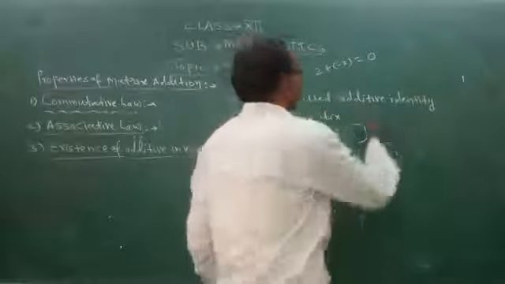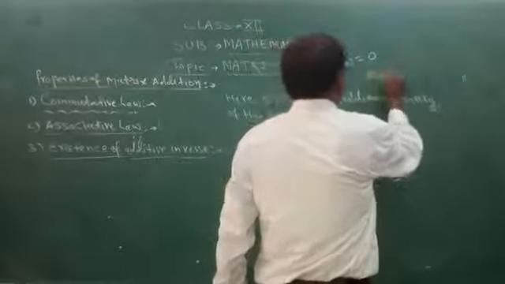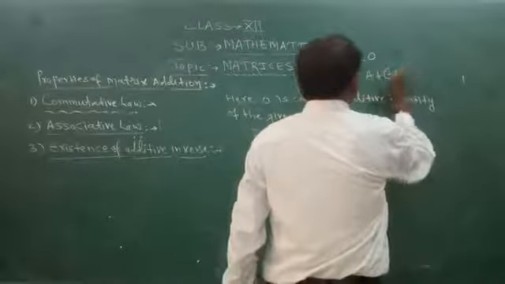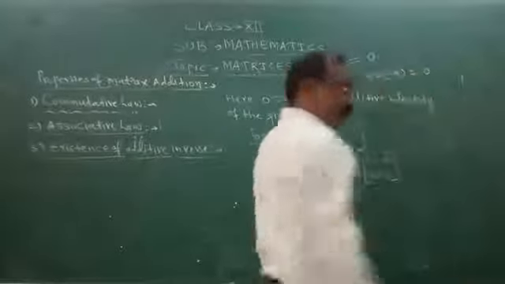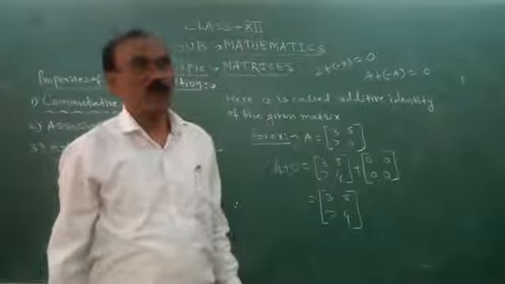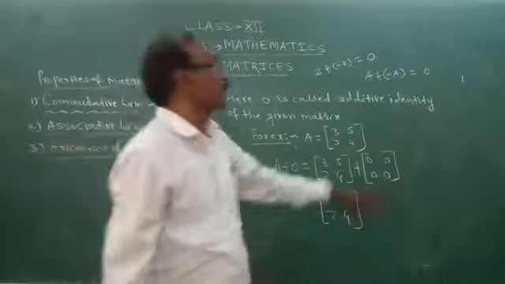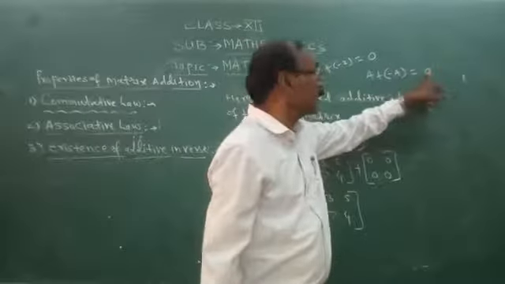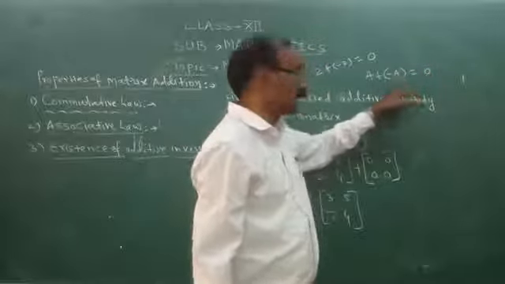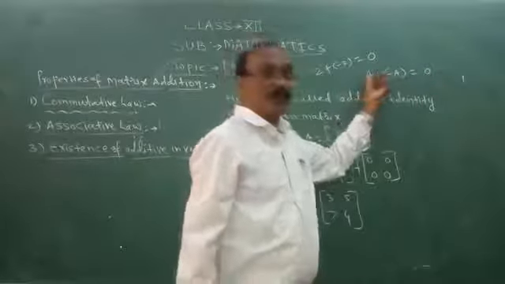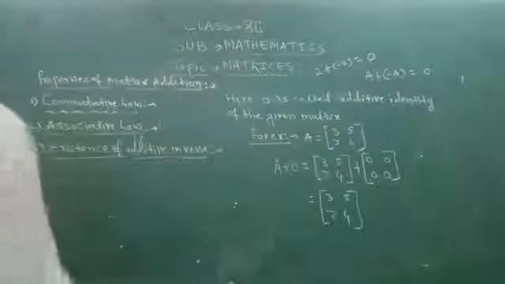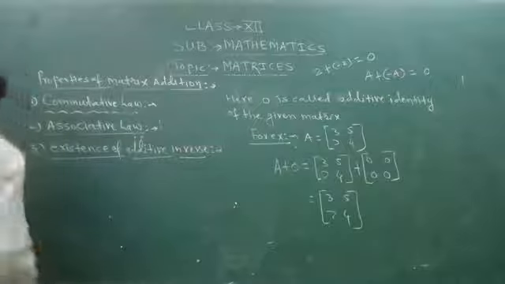Similarly, if I have a matrix A and I add the negative of this matrix, then again I get the identity matrix, the 0 matrix, the additive identity. Therefore, this minus A is called the additive inverse of matrix A. So, existence of additive inverse.